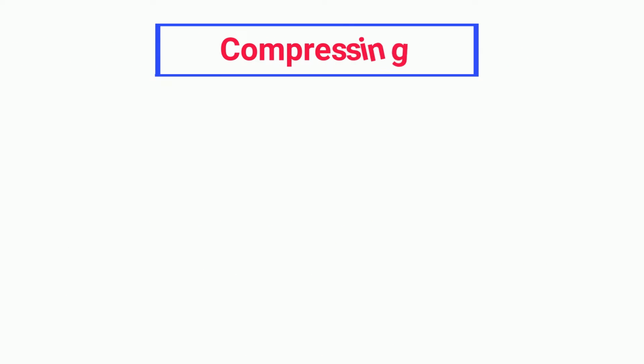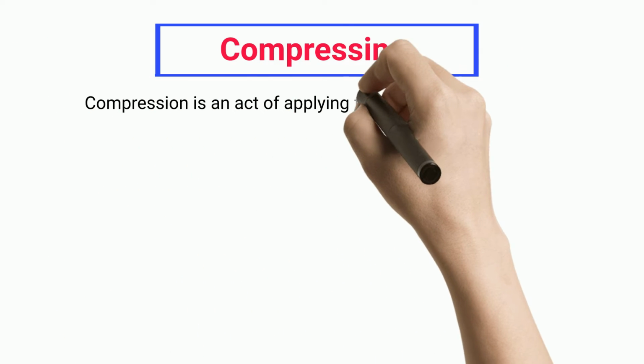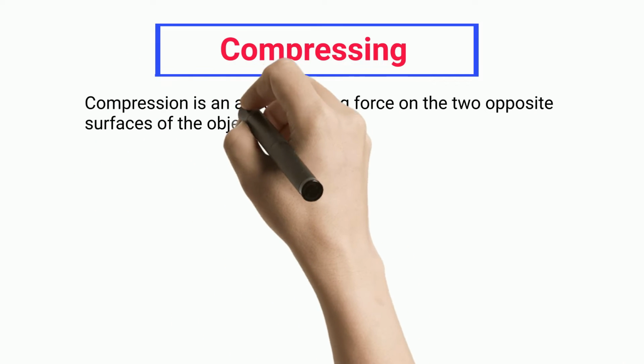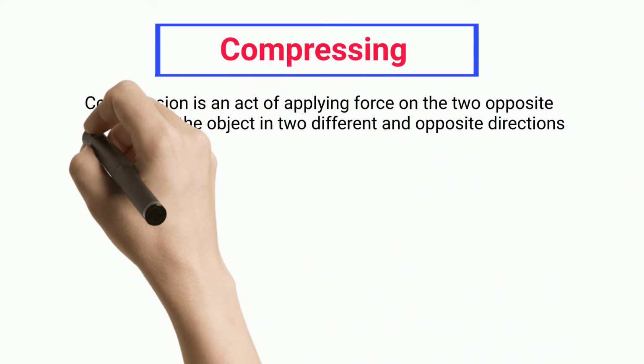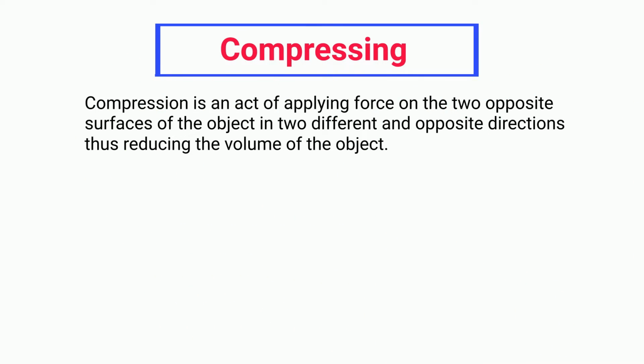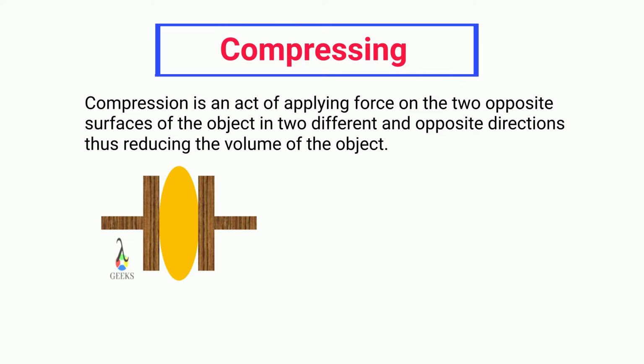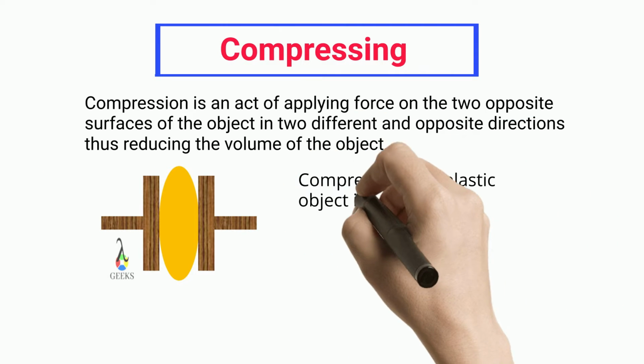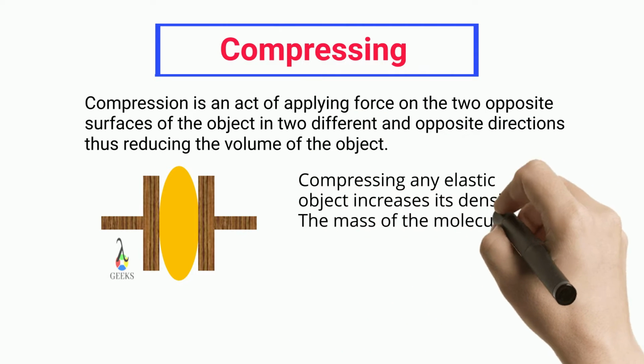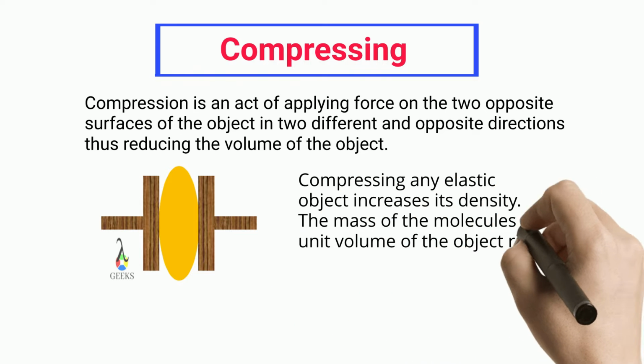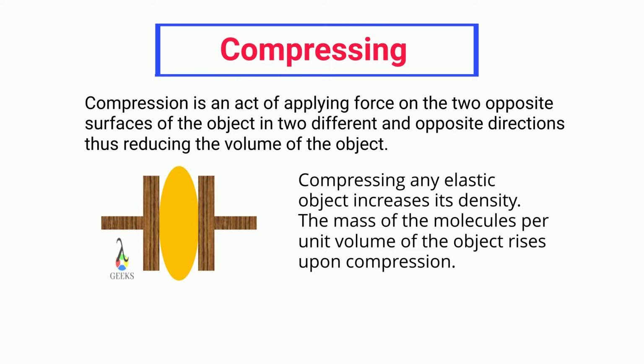Compressing. Compression is an act of applying force on the two opposite surfaces of the object in two different and opposite directions, thus reducing the volume of the object. Compressing any elastic object increases its density. The mass of the molecules per unit volume of the object rises upon compression.